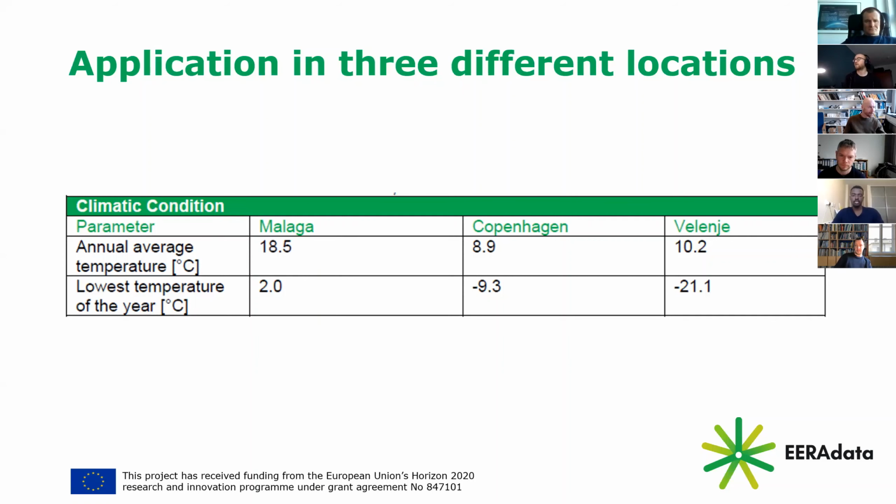We applied it in 3 different locations: Malaga, Copenhagen, and Berlin. You see that outer temperatures are quite different. Malaga's average temperature is quite high, and the lowest temperature is never below 0. Copenhagen is different. And Slovenia is even more different, being a country in the mountains with a, how do you say, Central European climate.